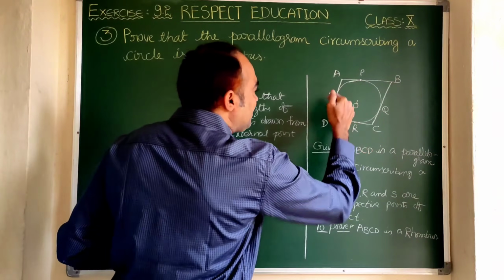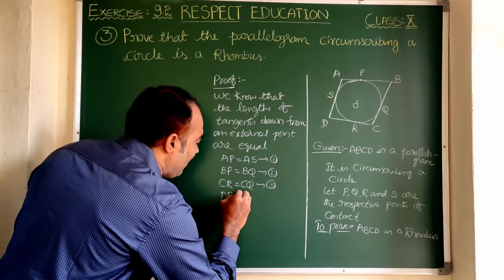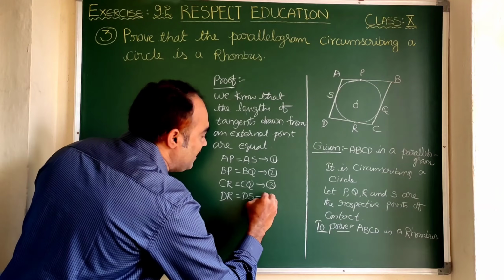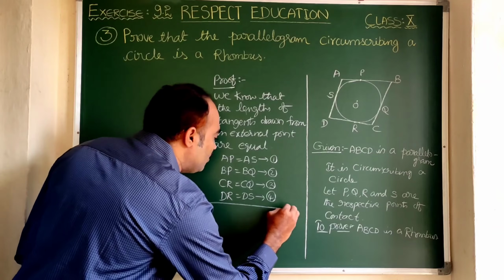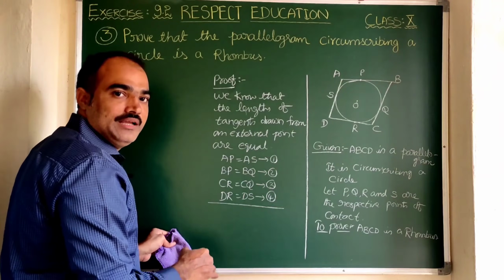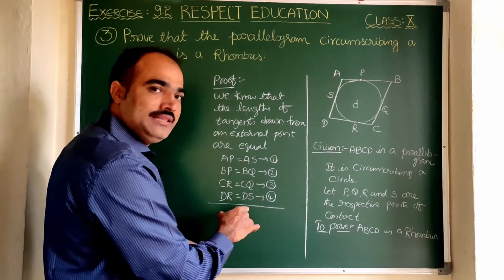And DR is equal to DS. DR is equal to DS. Let us take it as equation number 4. Now here what we need to do, we are going to add them, here we are going to add them in the order.